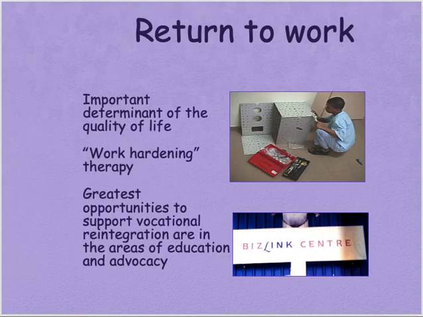So of course, there are occupational therapists, and there are vocational therapists, therapists like this, who basically help in this regard. It's an important determinant of the quality of life, and work hardening therapy can be given. The greatest opportunities to support vocational reintegration are in the areas of education and advocacy. Again, there are different institutes, so they can put the patient back.